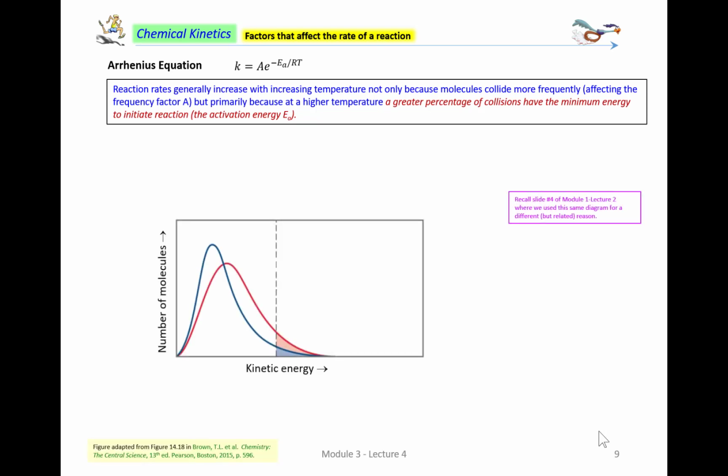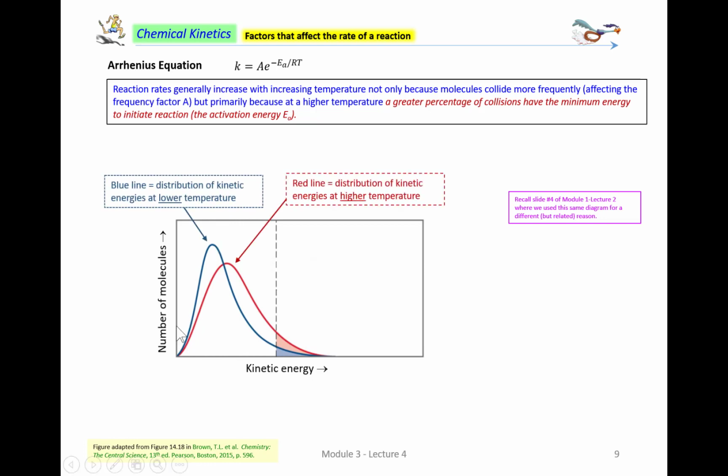Now we can try to show this with a diagram that we actually used before for a different purpose. So let's look at this diagram. What this is supposed to show is the distribution of kinetic energies of molecules at a lower temperature, that would be the blue line, and then at a higher temperature, that would be the red line. The y-axis here is the number of molecules having a particular kinetic energy. Now, kinetic energy is related to speed.